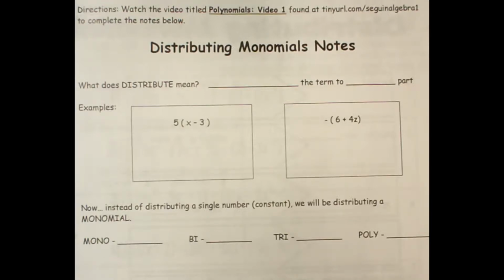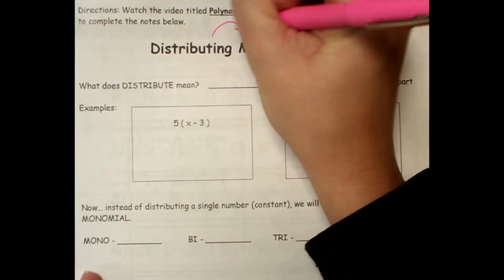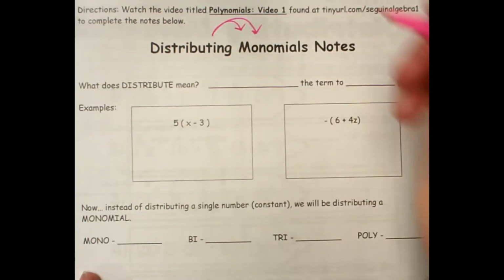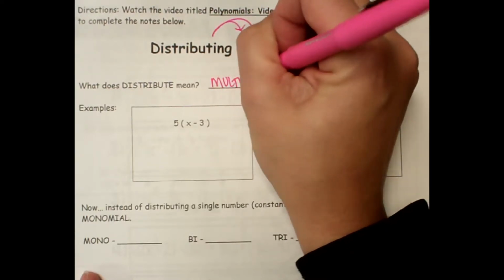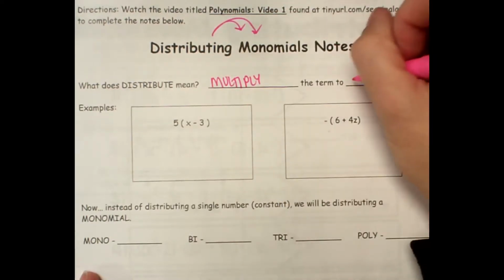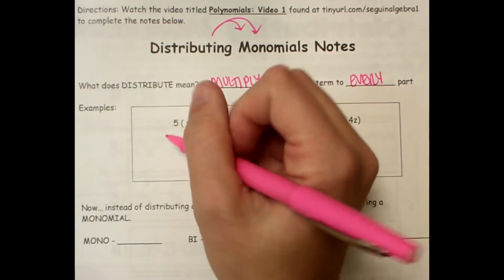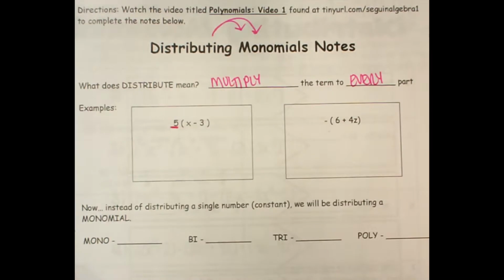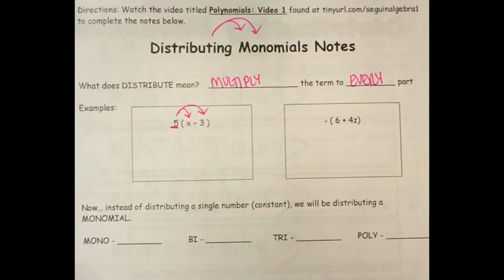So this is your polynomials video 1. For your notes on page 9, we'll be distributing monomials. So what does distribute mean? Remember, that's where we had the arrows connecting to the outside, and distribute means to multiply the term to every part.